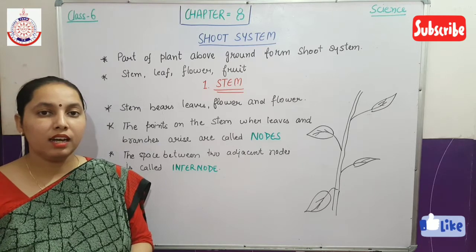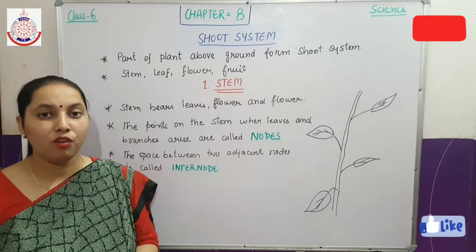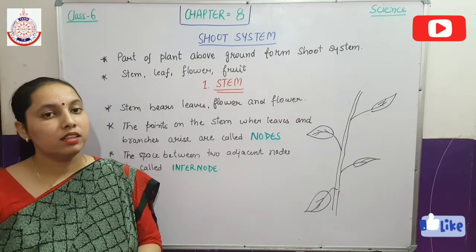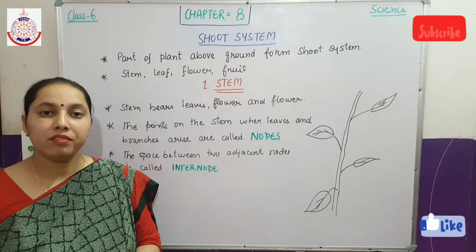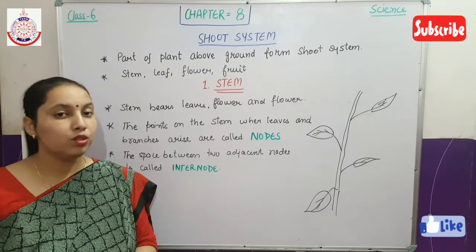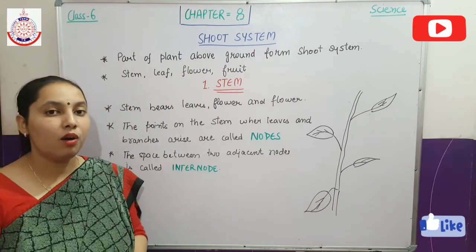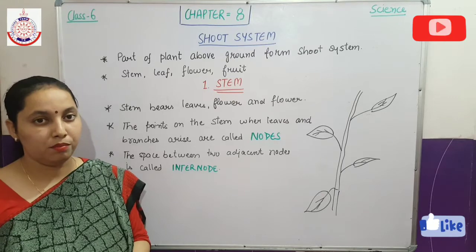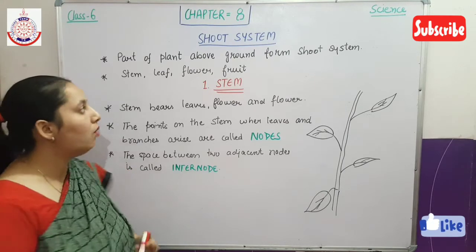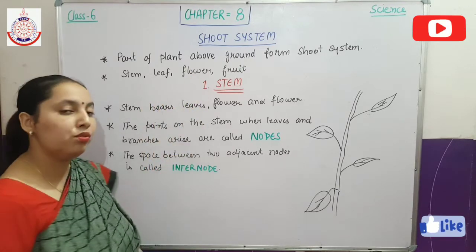In our previous class, we talked about the root system and the modification of the root system. So today we are going to start the part which is above the ground level, that is the shoot system. So what is the shoot system? The part of the plant above the ground forms the shoot system. Now what are the different parts of the plant that are above the ground? They are stem, leaf, flower and fruits.